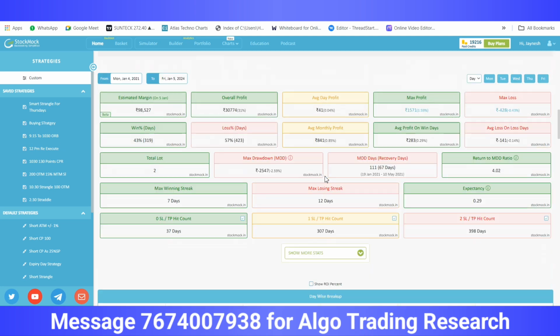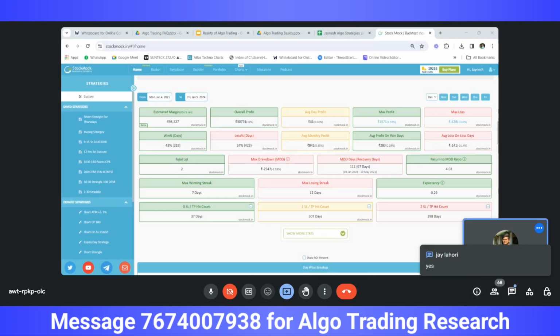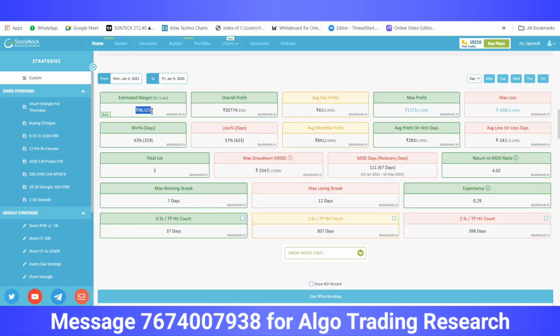Now, let us understand what we see in this particular data here. So this is the main dashboard of this strategy. On this, you can see that estimated margin required is 98,000 rupees. Overall profit in last 3 years is 31%. Maximum profit, maximum loss. Maximum profit means how much is the maximum profit that you have made in a single day. Maximum loss is the maximum loss that you have faced in a single day.